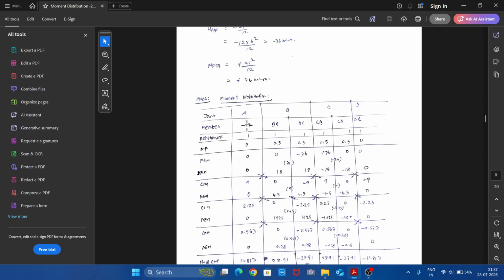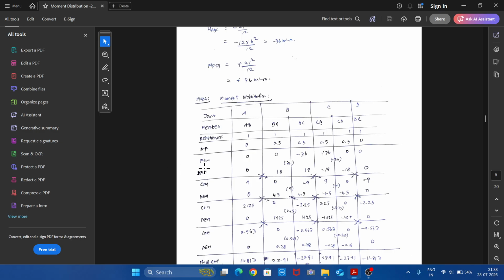Then the distribution factor for A is 0 since A is fixed. DFBA we have found as 0.5, DFBC as 0.5, DFCB as 0.5 and DFCD as 0.5, and DFDC will be 0 since D is fixed. First write the fixed end moments. The fixed end moment for AB and BA is 0. For BC and CB we have minus 36 and plus 36 from the previous step. Then at CD and DC it will be 0.